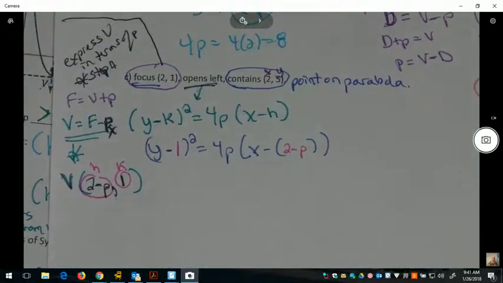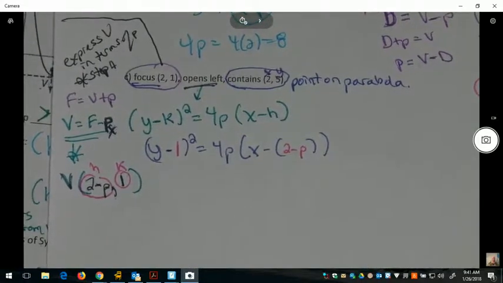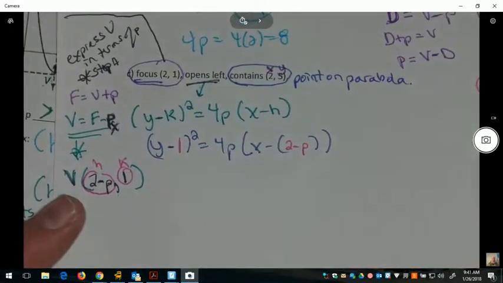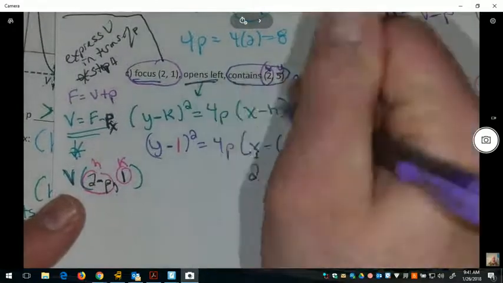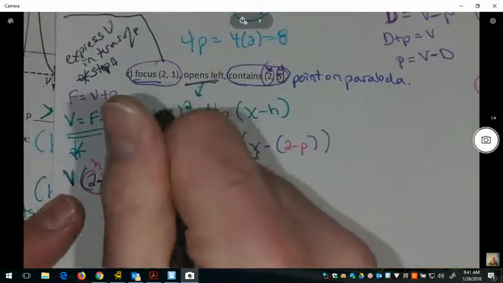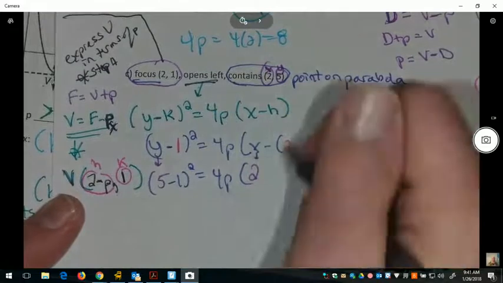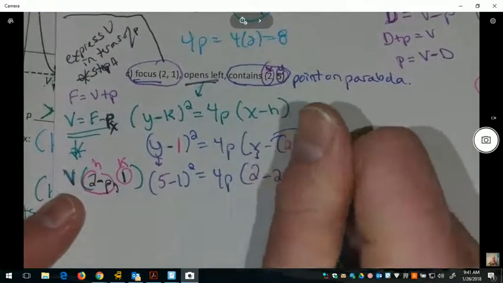So now we've substituted that in, but I have too many variables in here. I've got p and x and y. So what can I do? Any ideas? Plug in the 2 and the 5 for x and y. So this 2 up here will get plugged in for x. This 5 up here will get plugged in for y. That will give us 5 minus 1 squared equals 4p times 2. I'm going to distribute this negative. So it'll be minus 2 plus p.